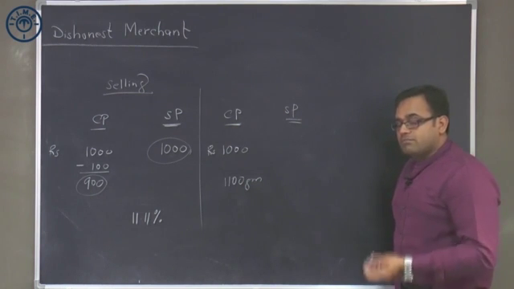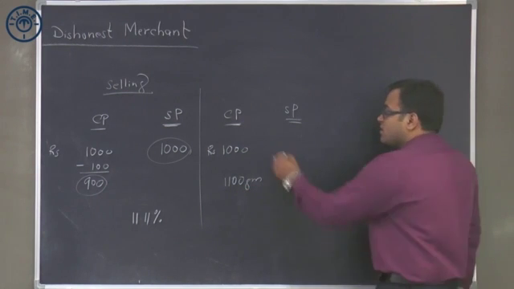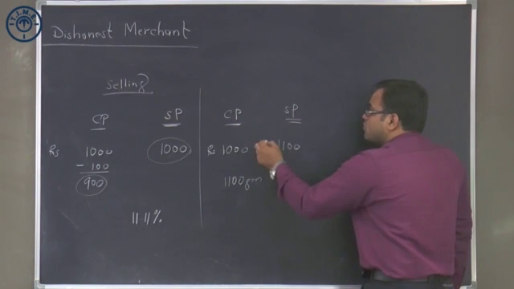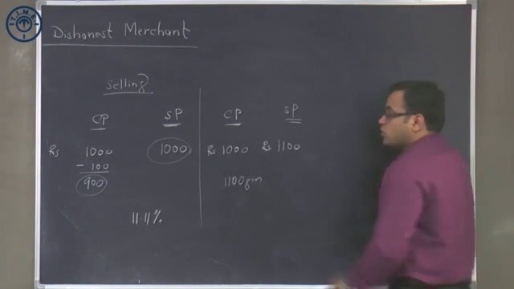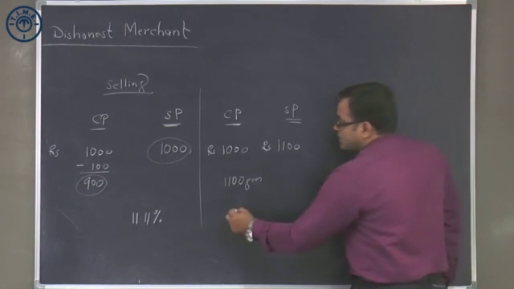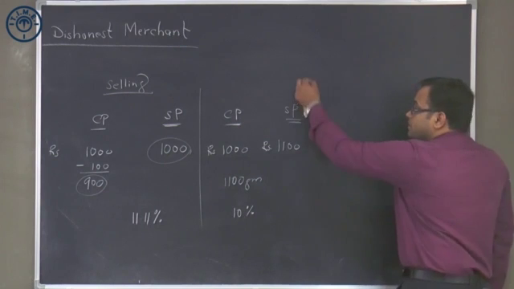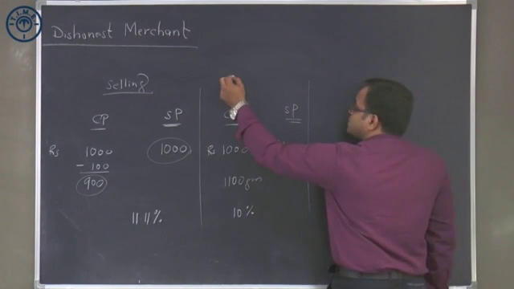What will be the money that he will get? Very clearly, on selling 1100 grams, he will get 1100 rupees. So 1100 rupees is what he will get. So cost price 1000, selling price 1100, profit percentage 10%. This is when he is cheating on the buying side.